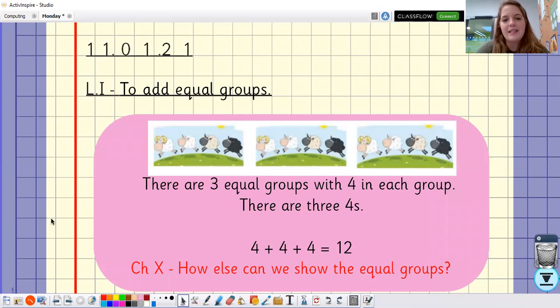Okay, so here we can see there are 3 equal groups. There is 1, 2, 3. 3 groups with 4 in each group. So there are 3 4s. So the number we need to add in our repeated addition is the number 4. So our number sentence would be 4 add 4 add 4 equals 12.